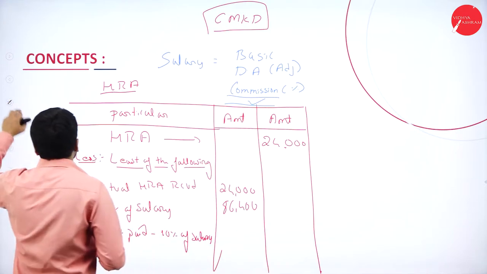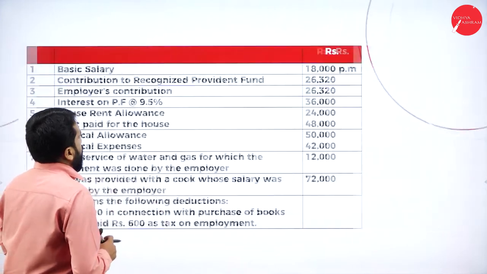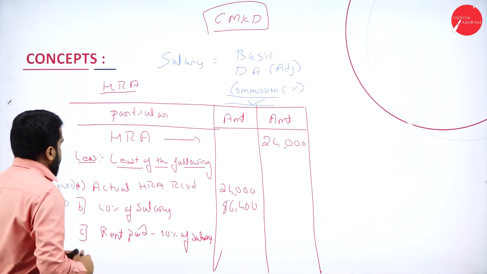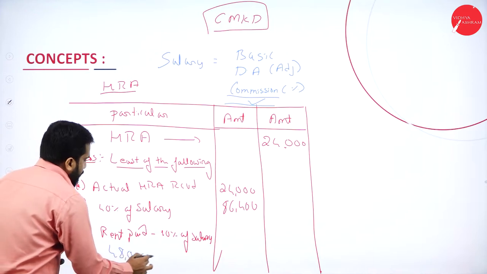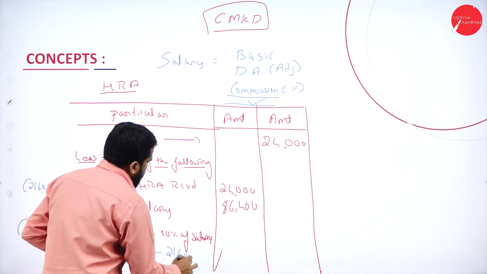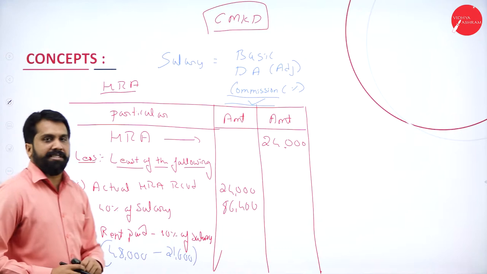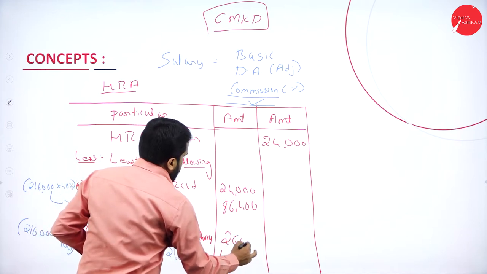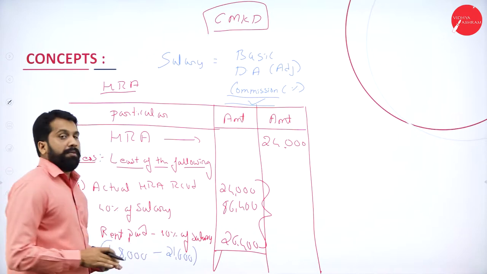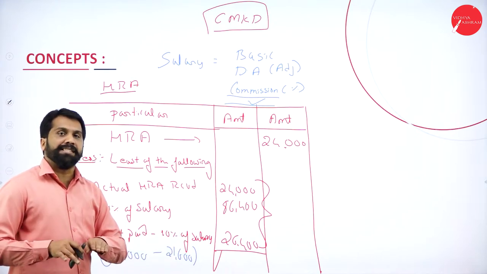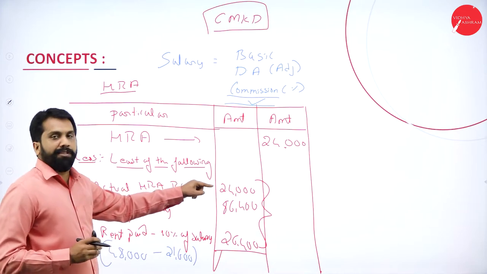I'll go back to that. So, how much rent paid? Rent paid is 48,000. 10% of salary: 2,16,000 multiplied by 10% will be 21,600. So, what will be your answer? 26,400. Now, out of this, whichever is less, whether it is 24,000, 86,400 or 26,400, which is less? As per this calculation, your 24,000 is the least.